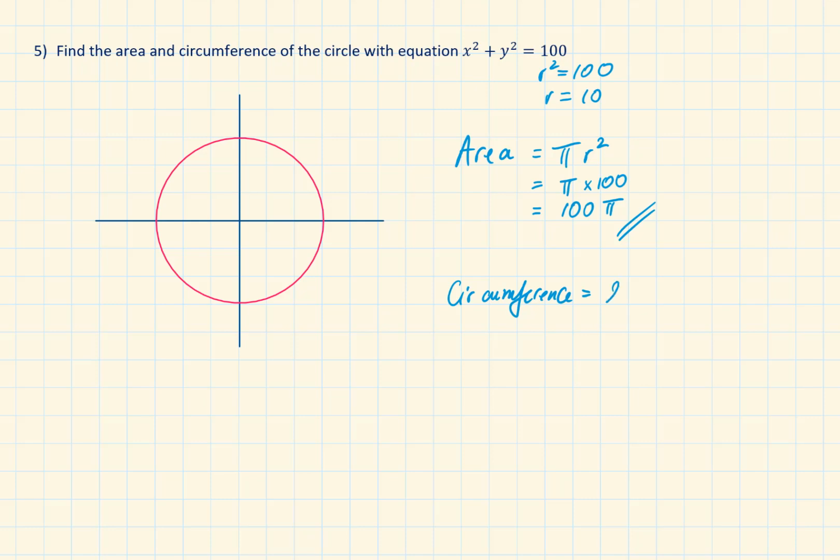The circumference is 2 pi r. This is 2 pi times 10. And we've got our circumference, 20 pi.